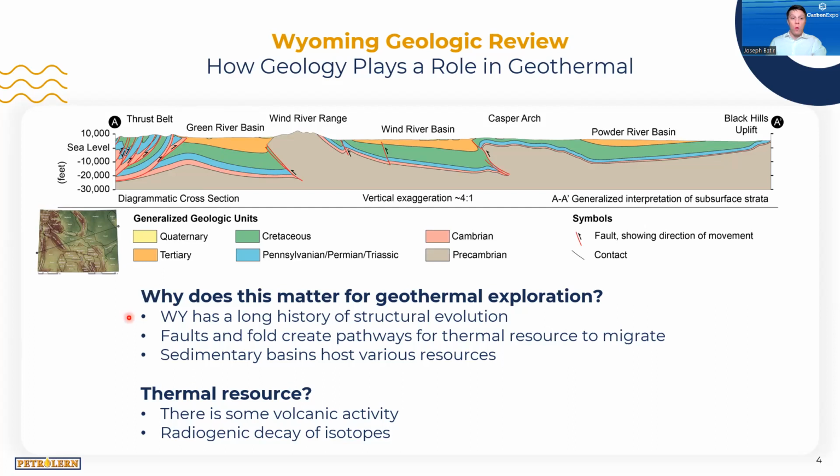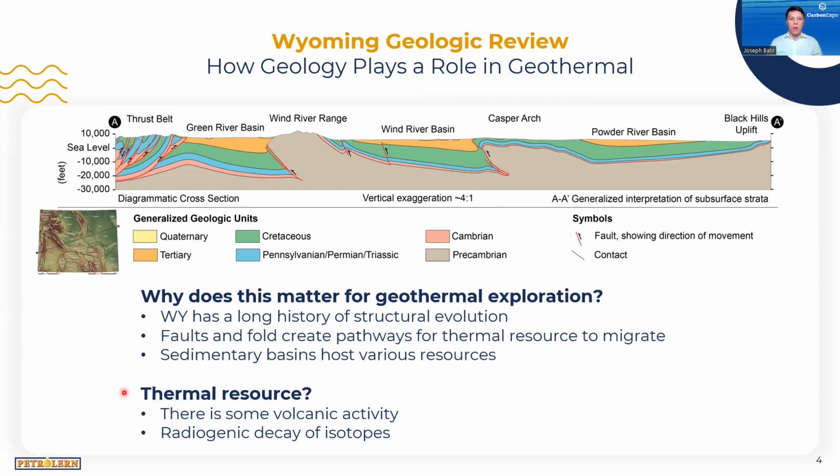Well, first, Wyoming has a long history of structural evolution. We'll see more of why that matters in a bit. The faults and folds create pathways for thermal resource migration. So we have these deep seated faults that could be pathways for this migration of hot fluids to the surface. And then we also have multiple different sedimentary basins. Those different sedimentary basins could host different types of resources and different locations of resources.